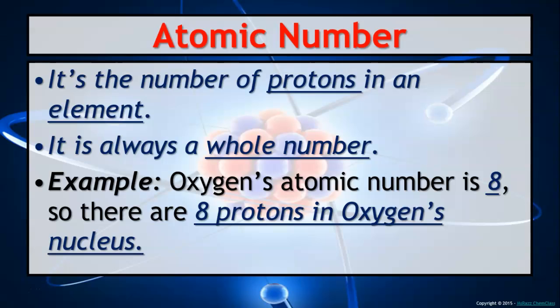So if you looked at a periodic table, you would see that the atomic number for iron is 26. So that tells us there are 26 protons in every nucleus of iron. We could also look and see that the atomic number for sodium is 11. So we know that sodium has 11 protons in its nucleus. No matter which sodium atom we're talking about, doesn't matter. It's always going to have 11 protons.